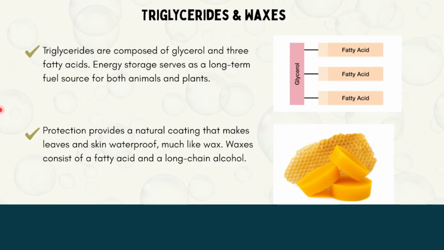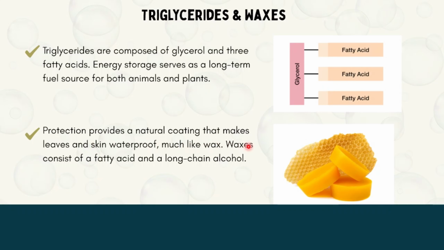The next group of lipids we are going to look at are the triglycerides and waxes. Now, triglycerides are composed of glycerol and three fatty acids. So, remember the fatty acids we've just finished talking about. Imagine three of them bonded to a glycerol moiety. That is your triglyceride. And waxes provide protection, a natural coating that makes leaves and skin waterproof, much like wax.